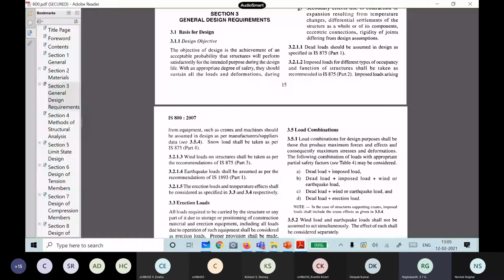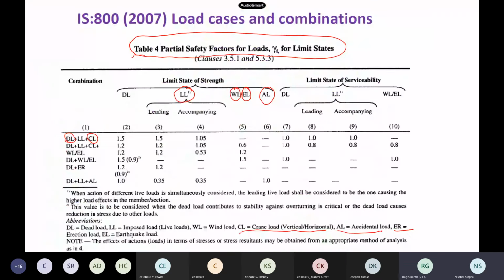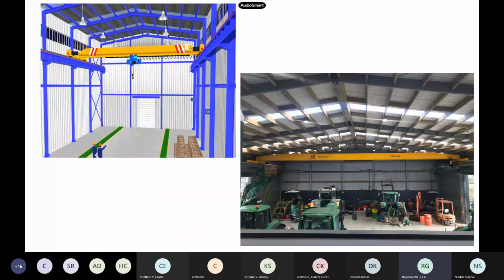So our IS code, IS 800, clearly specifies which code book you have to refer to calculate these loads, and which standard has to be used, and what combination we will discuss later. So it gives all the details itself. Okay, so now let us go back to this.